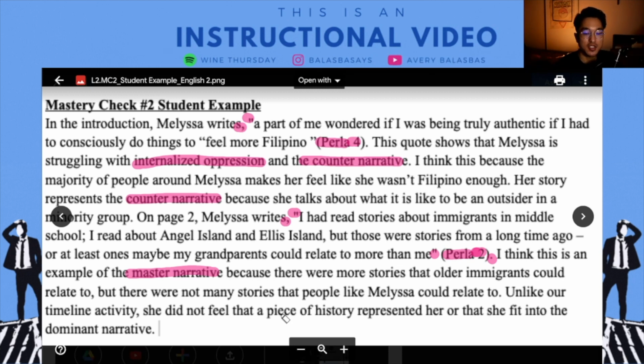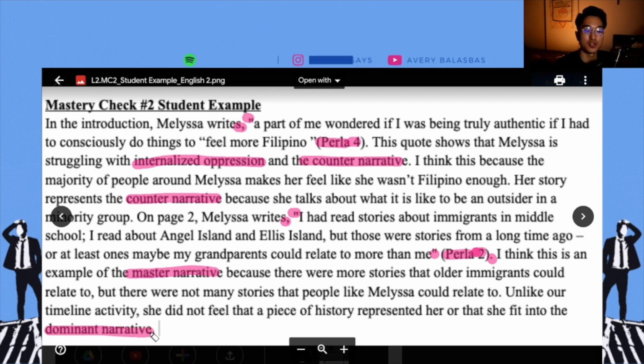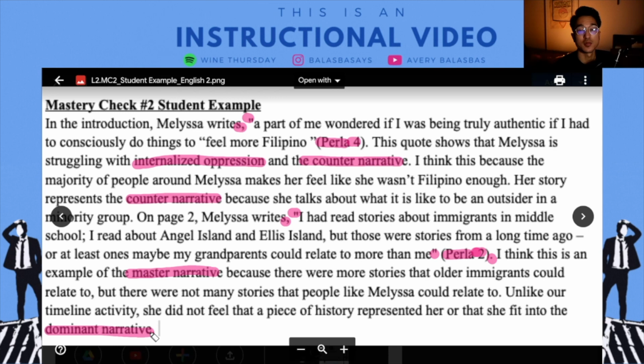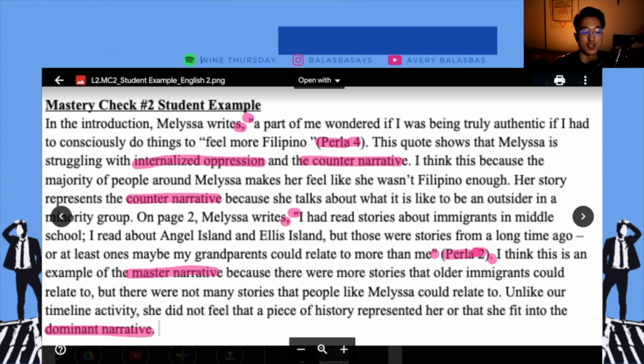Unlike our timeline activity, she did not feel that a piece of history represented her or that she fit into the dominant narrative. So the student is referencing the critical concepts that we've learned: internalized oppression, the counter narrative, master narrative, and you want to make sure that you're showing your understanding of the concepts and where you found them in the introduction to Mumog.